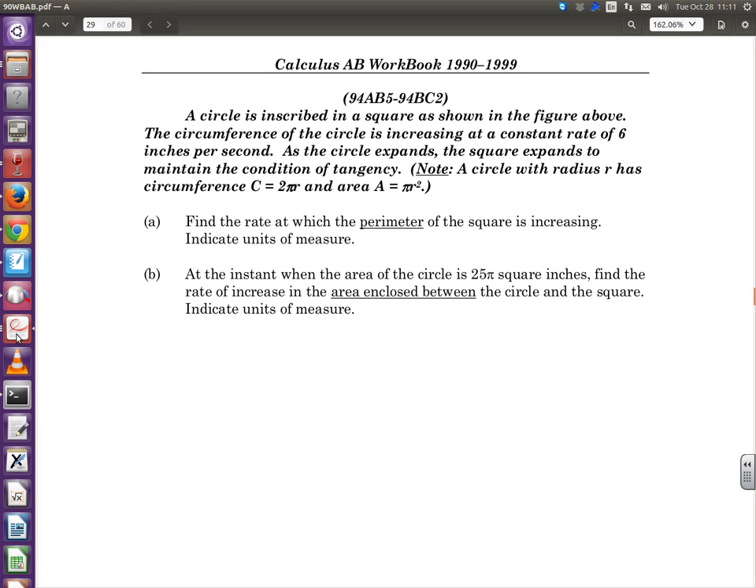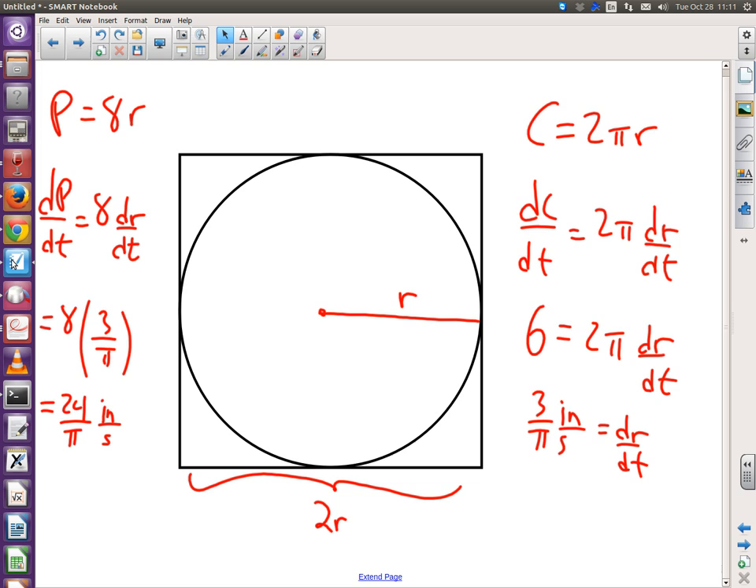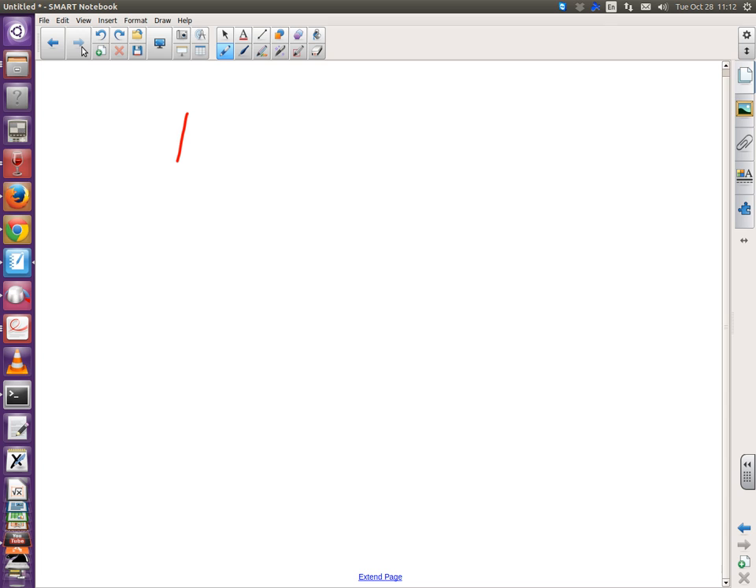B, at the instant that the area of the circle is 25 pi square inches, find the rate of increase in the area enclosed between the circle and the square. So the area between the circle and the square, isn't that the area of the square minus the area of the circle, right? So the area of the square, would that be the side 2r all squared, 4r squared, minus pi r squared? Okay, let's do that. So the area that we're talking about, that shaded area, was the area of the square, which is 2r all squared, minus pi r squared, the area of the circle inscribed. Okay. So I want the rate of change of that area, right?